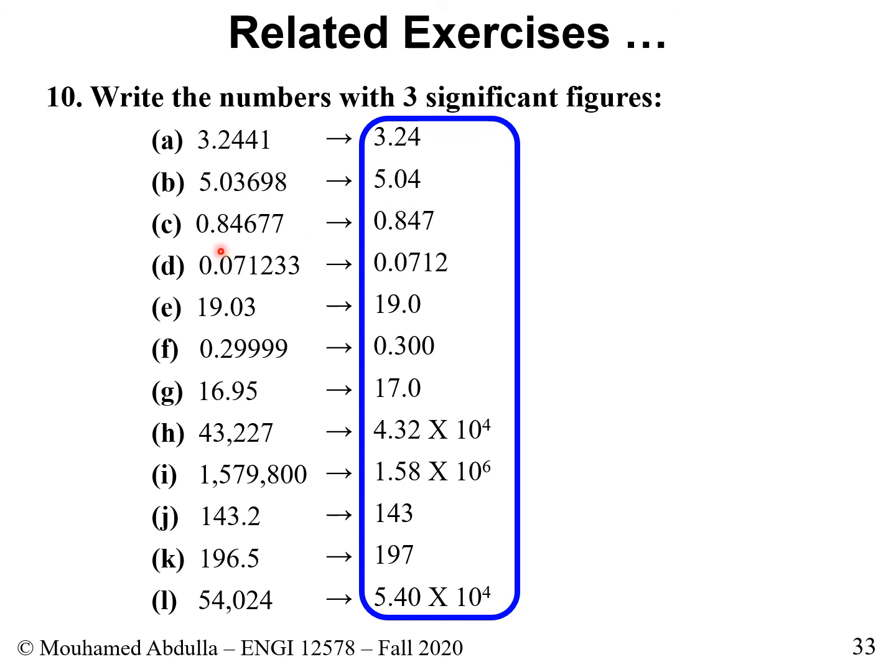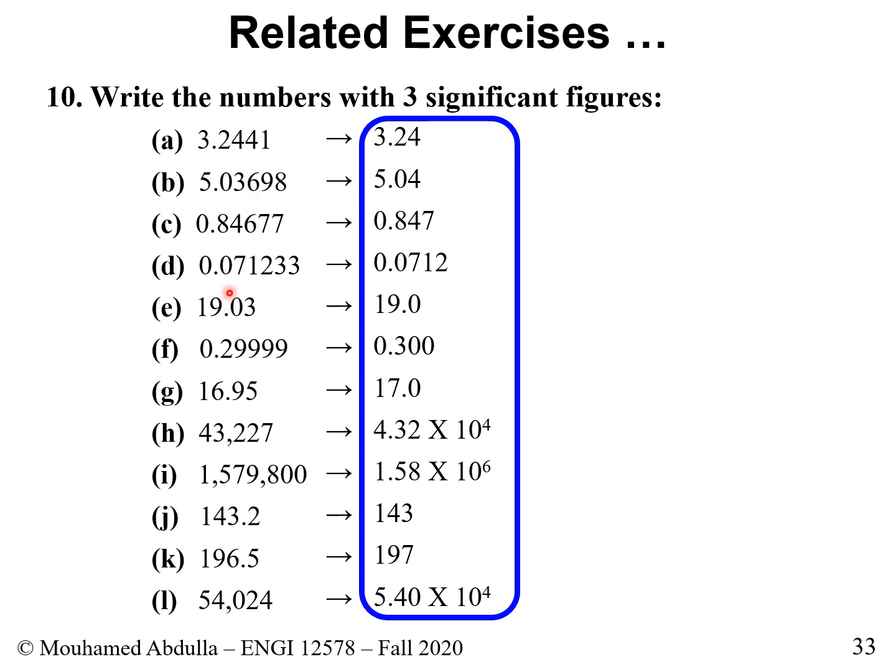To represent this with 3 significant digits, you need to have up to here. The 7 would bring this one up, it becomes 8. The 8 will, you can round this one up, so it becomes 0.847. That's in 3 significant digits.